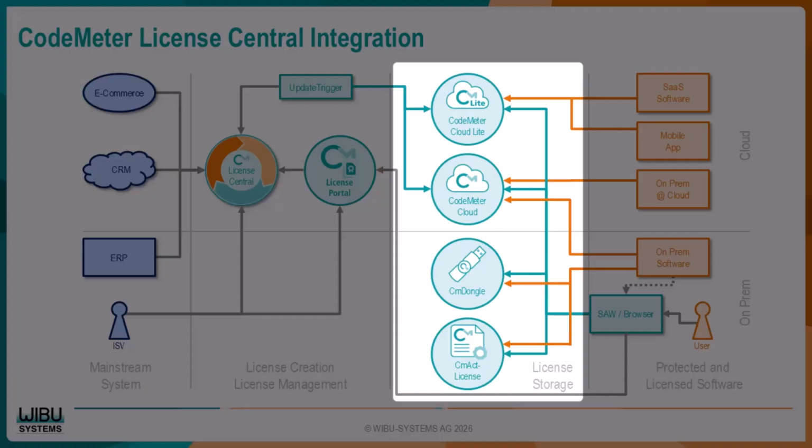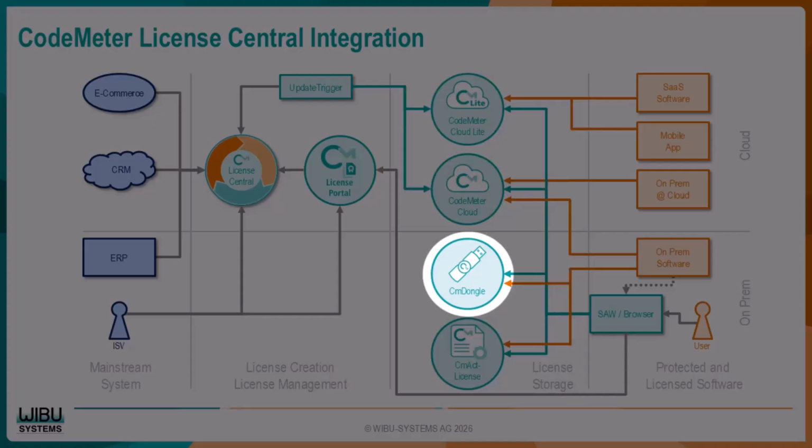And then, in the license storage area, you can see one of the key elements of the entire concept, our different types of license containers. We originally started with CM dongles. These are secure storage devices for licenses based on a smart card chip integrated into the dongle. Later, we also introduced purely software-based licenses, known as CM Act licenses. These are implemented entirely in software, but they are bound to specific hardware properties of the computer.